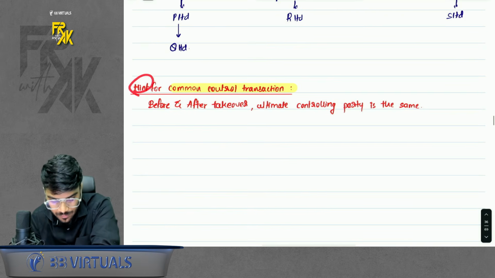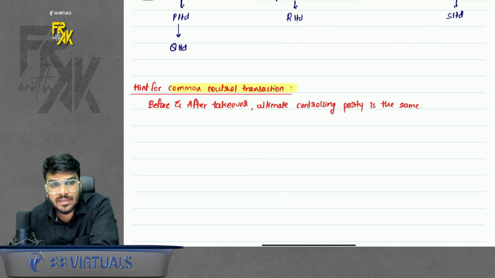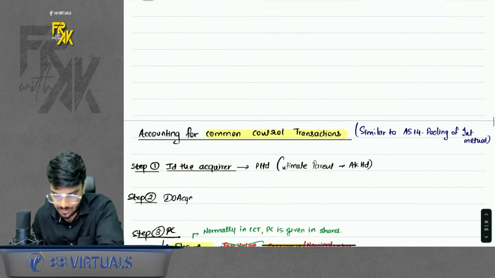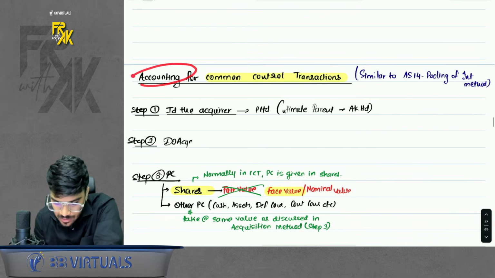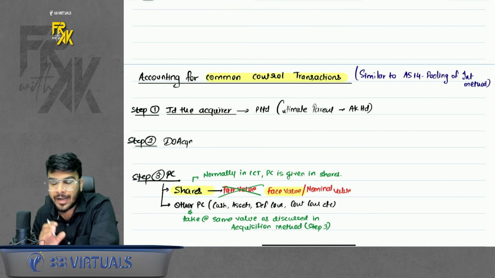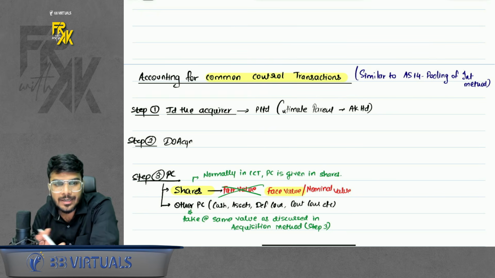There is a hint given. Before and after takeover, the ultimate controlling party is the same. If this hint is met, then it is a common control transaction. Now, if anything is a common control transaction, what should our accounting be? I have tried to simplify the accounting for common control transactions in 6 steps only. In normal business combination, we gave 6 steps. Here also I'm giving 6 steps. The only difference is that the steps are a little bit different.